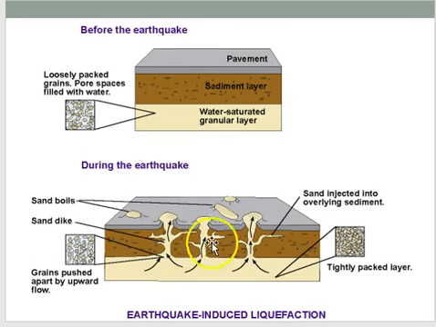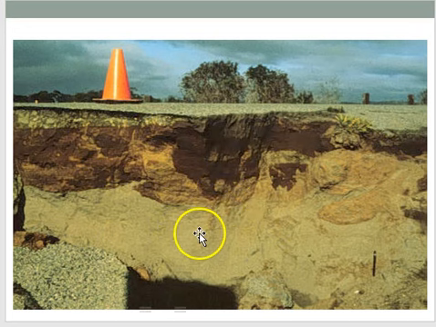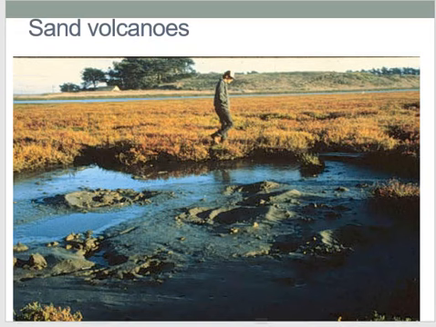It can create these sand volcanoes that will boil up. So you have saturated water, you get a lot of shaking, and the water loosens up and separates the sand grains and can boil up. Here we go. This was a dry field, and all of these kind of bubbles are sand boils that bubbled up.